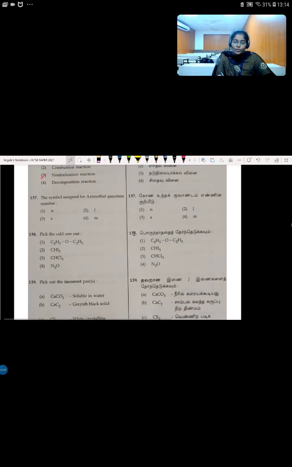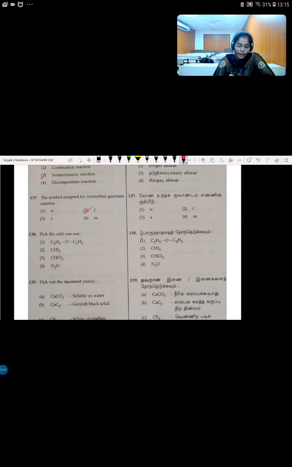Next, the symbol assigned for azimuthal quantum number. This is CBSE. Only if you prepare CBSE can you answer this. This is there in the 9th standard atomic structure lesson, state board, completely. Quantum numbers are 4. N is the principal quantum number, L is the azimuthal quantum number, S is spin, and M is the magnetic quantum number. The azimuthal quantum number is L, which gives the shapes, the subshells S, P, D, F. I taught you all these, right? For existing students in the NTSC class, I taught clearly about all the quantum numbers. Yes or no, ma? There are no existing students here?